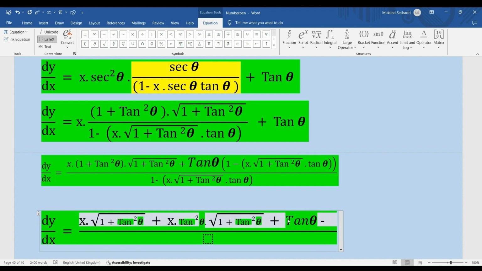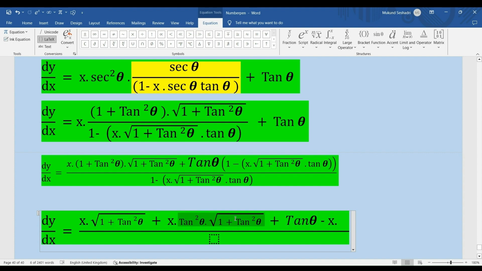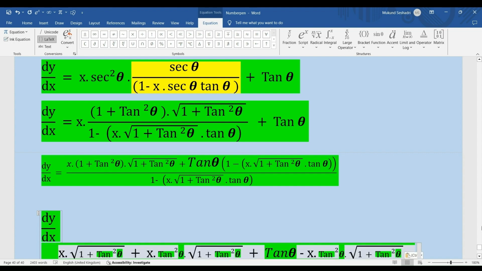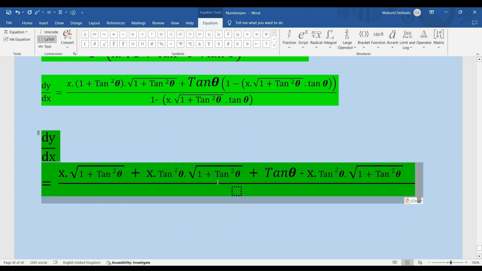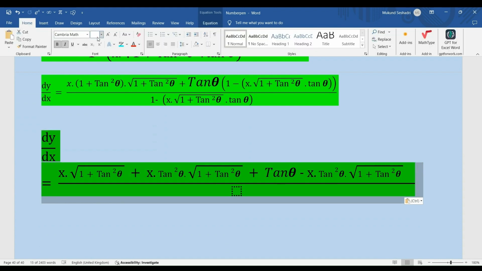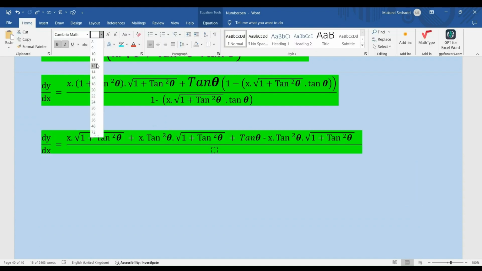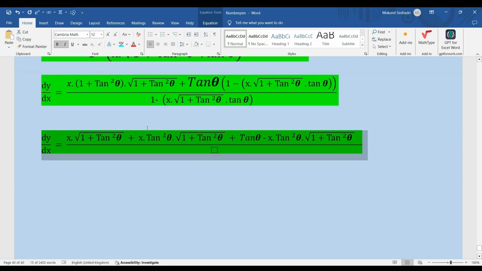And then I have minus of x times tan square theta into square root of 1 plus tan square theta, right? So I know that this is a pretty long expression, right? So this is what we have, and I retain the denominator as it is for now, right?